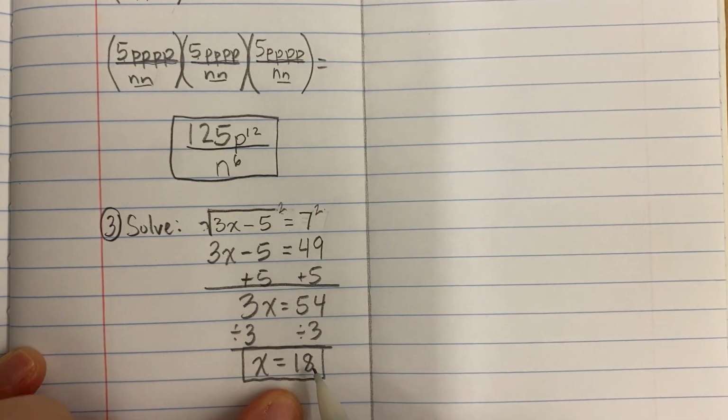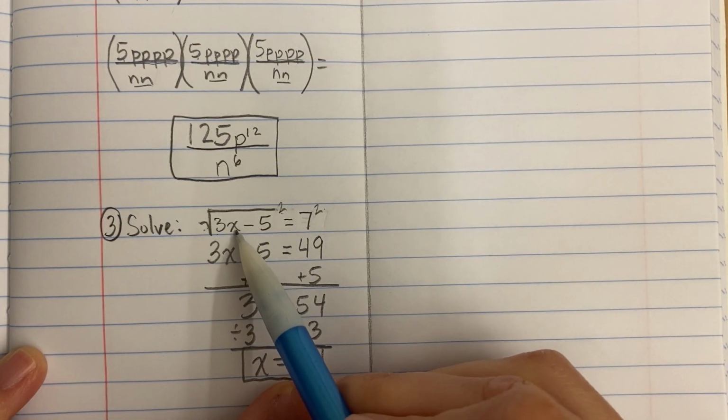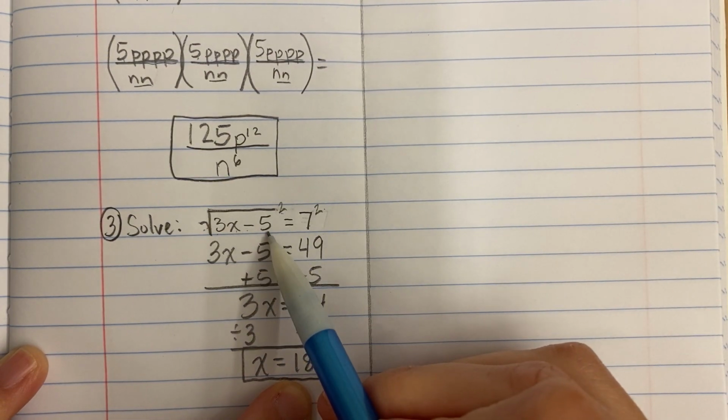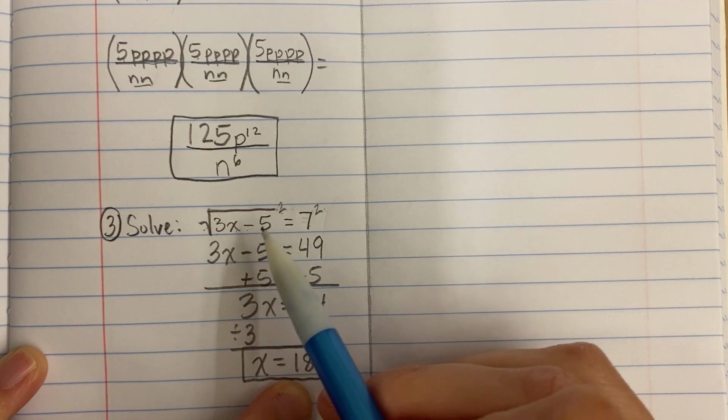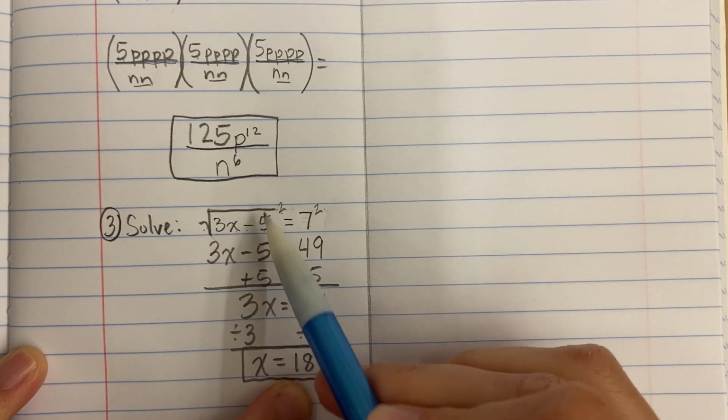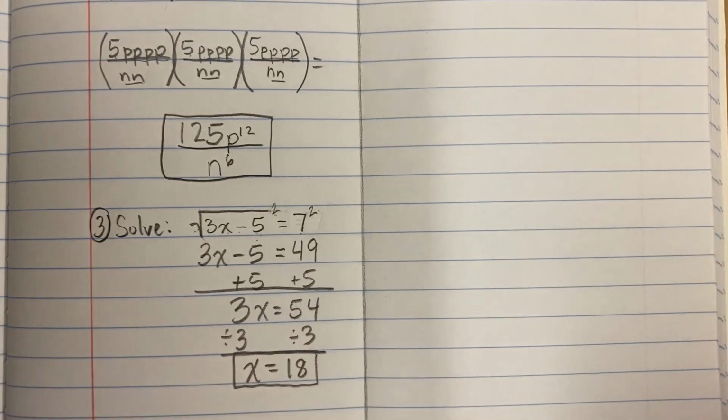Look, you can plug it back in to check if you want. 3 times 18 is 54, minus 5 is 49, and then the square root of 49 is 7. Yep, that works. Looks good.